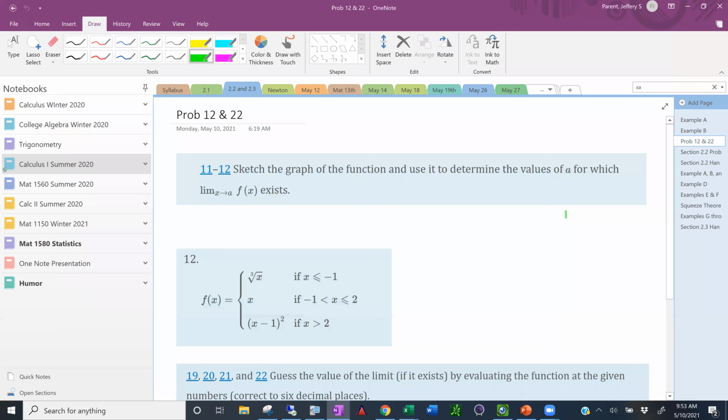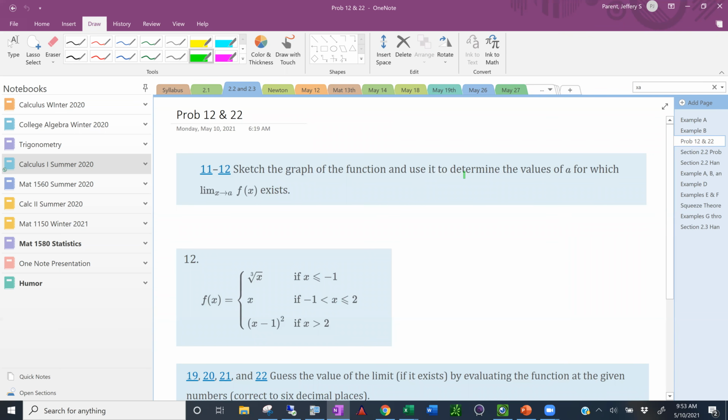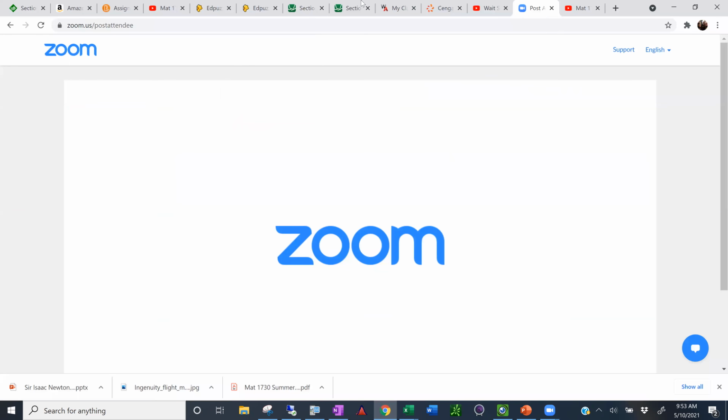Let's actually look at a graph for one. And we'll look at this one. So sketch the graph of the function and use it to determine which values of a for which the limit exists. The limit is going to exist as long as you have a nice continuous function. And we'll define that more rigorously later. That's just going to mean that you can draw the graph without lifting your pen from the paper. And if that's true, your limit's going to exist.